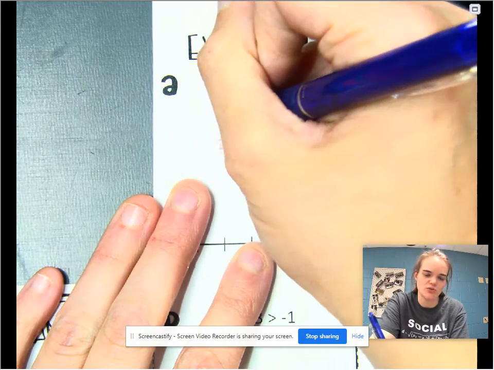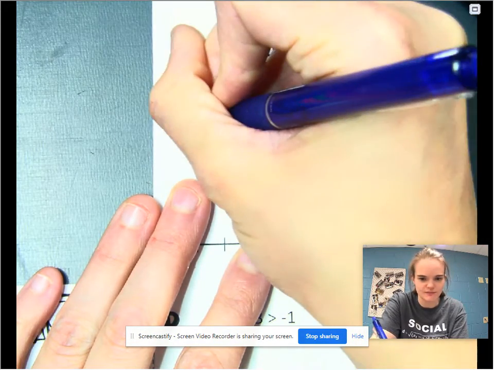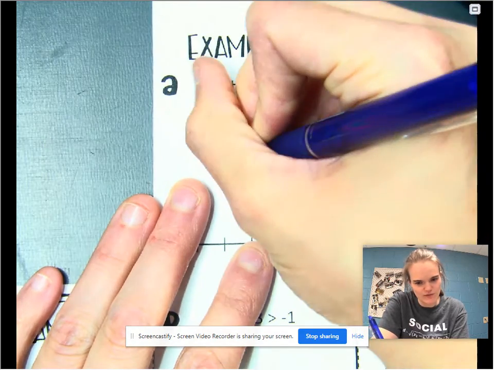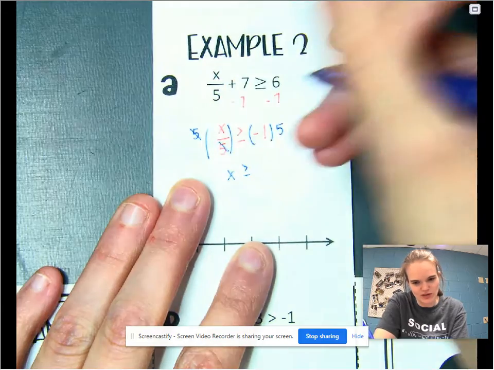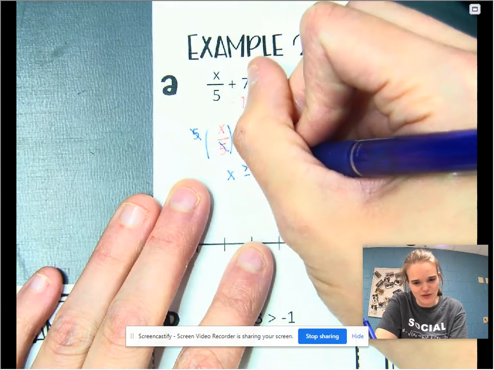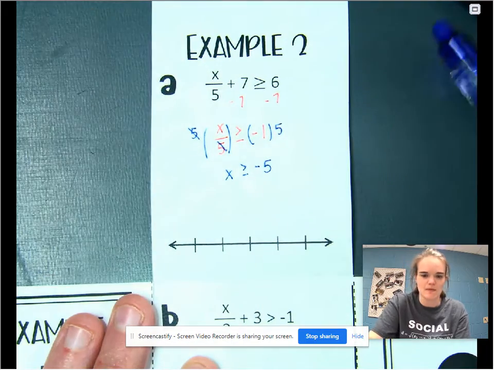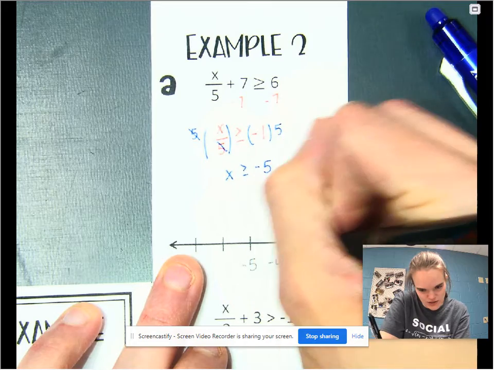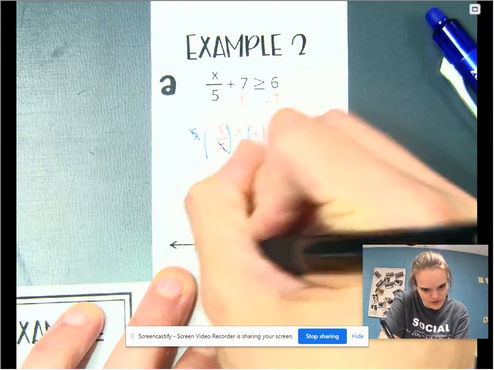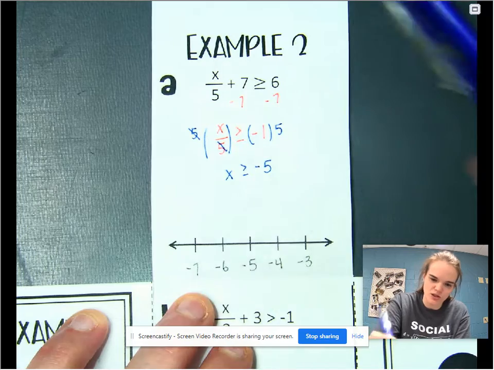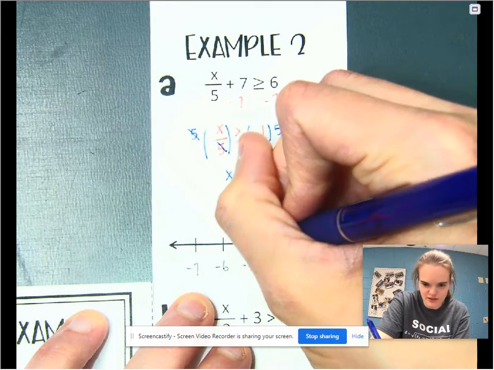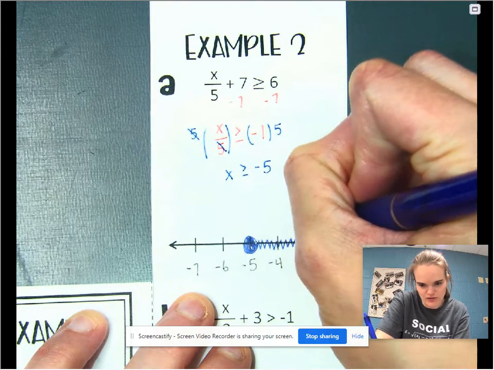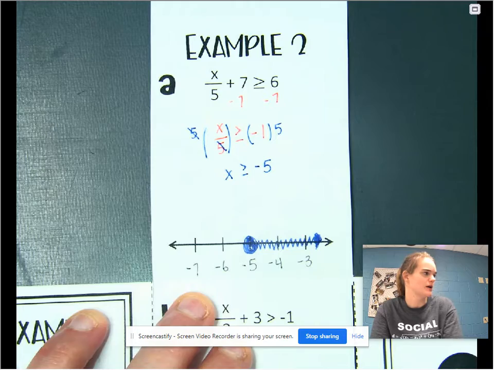Okay, remember to undo x divided by 5, I'm going to multiply by 5. Just like solving equations. I am not multiplying or dividing by a negative, so I do not flip that sign. Negative 1 times 5 is negative 5. Since x is alone, I'm going to put this negative 5 here. Negative 4, negative 3, negative 6, negative 7. Closed circle. It is greater than, so I'm going to shade to the right. X is greater than. Here we go.